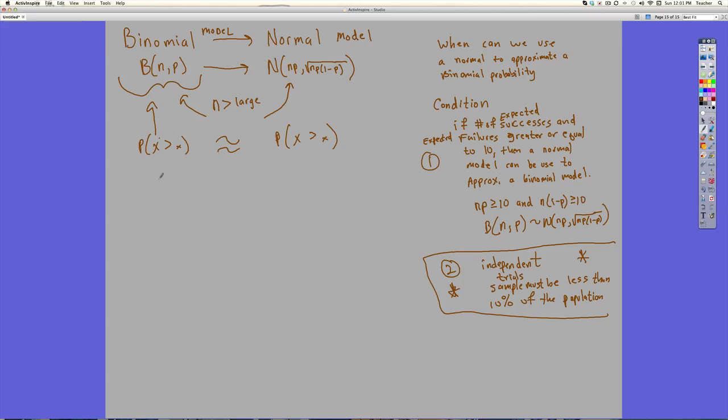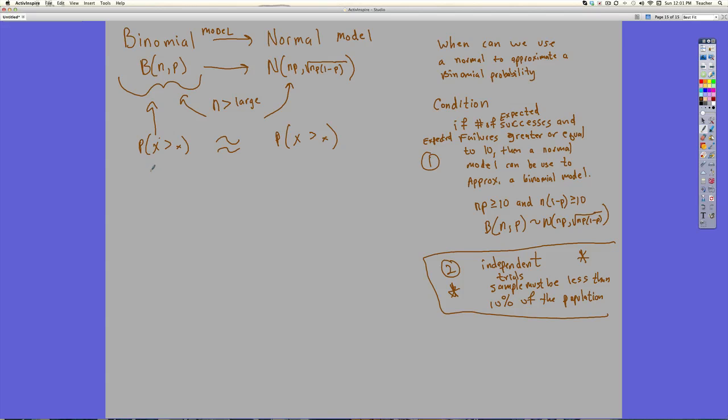Okay, so what does this mean? Let's do an example really quick and show you why we can't do this unless n is pretty large. Because if n is pretty large, then these things will be true. Say n is 100, then p would only have to be 0.1 for this to be at least 10. So when n is really large, we can almost always do it. So let's just do an example where we can't.